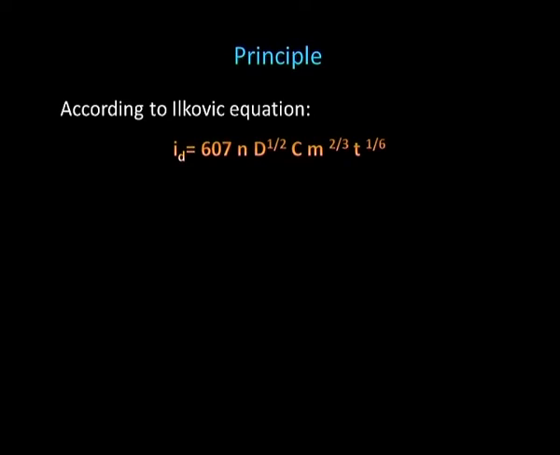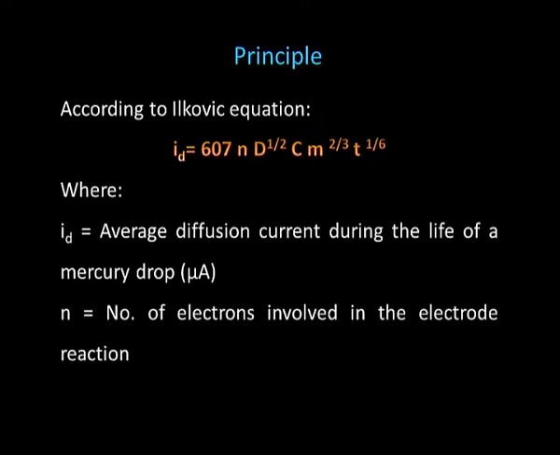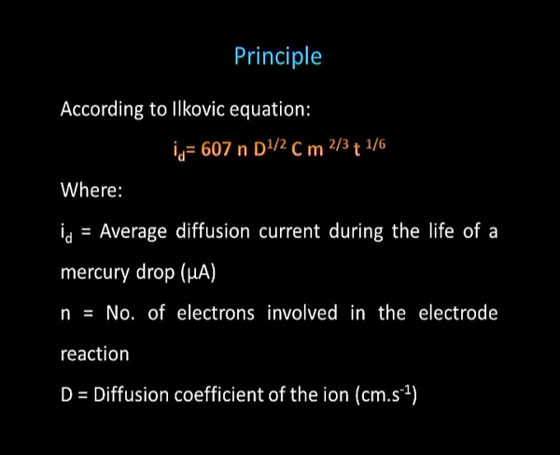Now, we know that according to the Ilkovic equation, ID is equal to 607 n D^(1/2) C m^(2/3) t^(1/6), where ID is the average diffusion current during the life of a mercury drop and it is measured in microampere. 607 is the constant, n is the number of electrons involved in the electrode reaction, which may be for oxidation or reduction. D is the diffusion coefficient of the ion and it is measured in centimeter square per second.